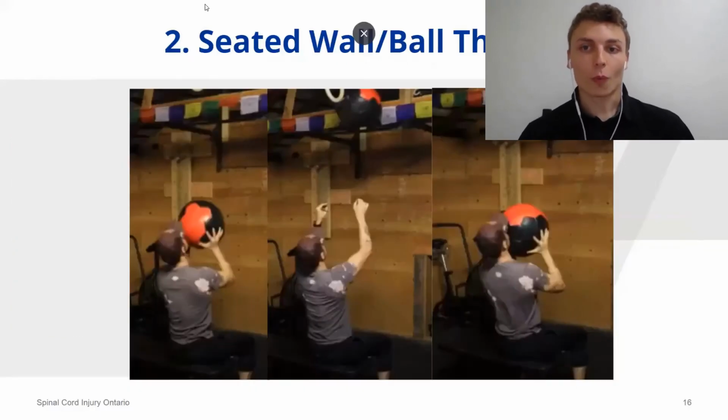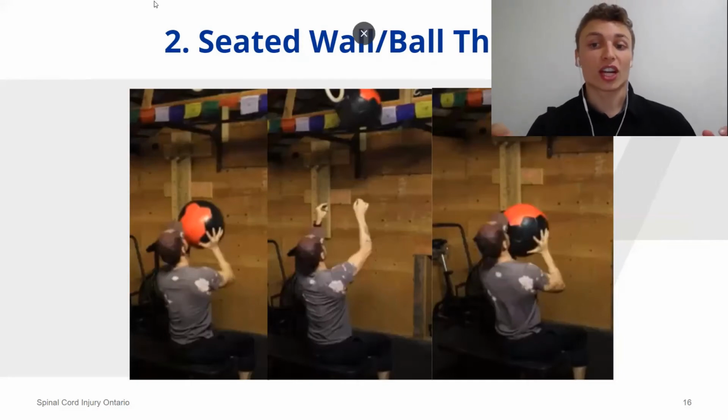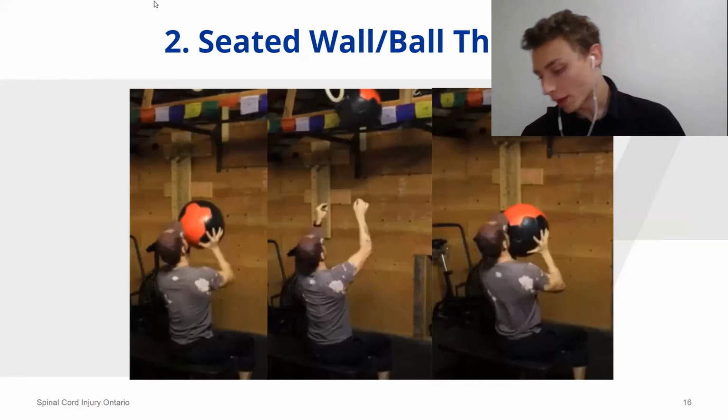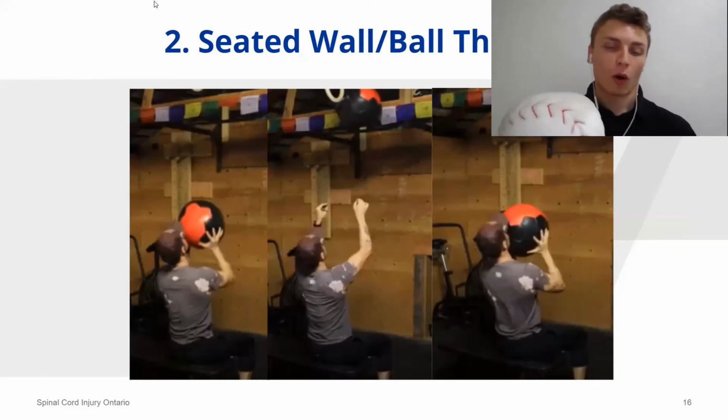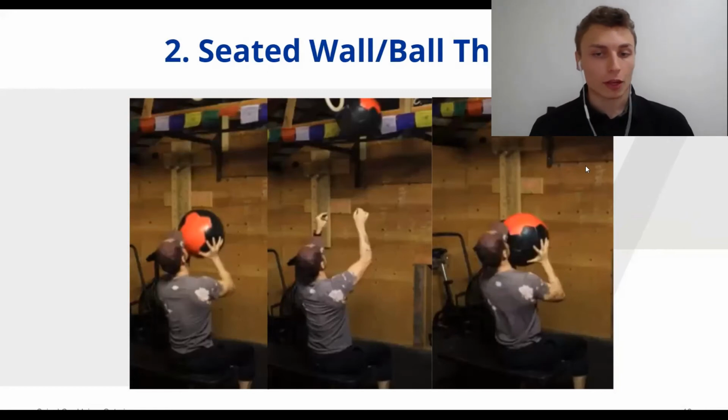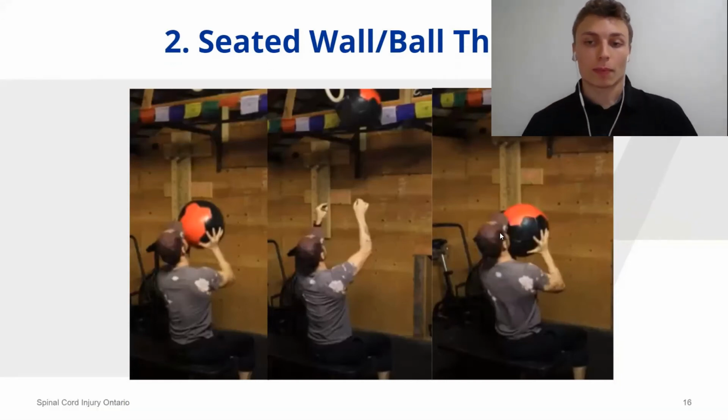Excellent. So we have our seated wall ball throws. For this exercise, you're going to need either your ball, pillow, or any light, soft object you have at home. I have a perfect ball for this. You might not, and that's totally fine. A pillow works. You're going to want to start by sitting up tall in your chair in front of a wall.